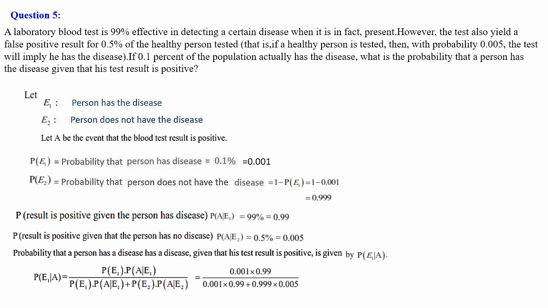P of E1 we have got 0.001, into P of A given E1, which is 0.99, divided by 0.001 into 0.99 plus P of E2, which we have calculated as 0.999, into P of A given E2, and A given E2 is here 0.005.